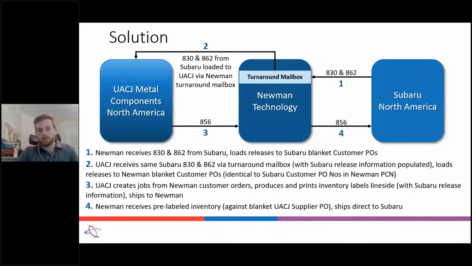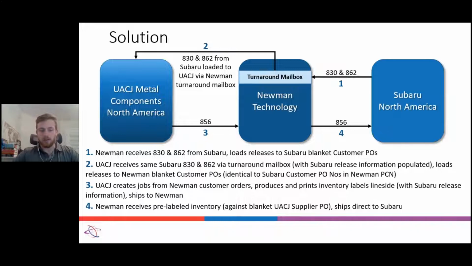So in step 2, the exact same 830 and 862 from Subaru is turned around and loaded to the UACJ receiving mailbox with all of the release data populated. Obviously, this eliminates the manual steps in between, and the data no longer needs to be input or communicated from Newman prior to production.